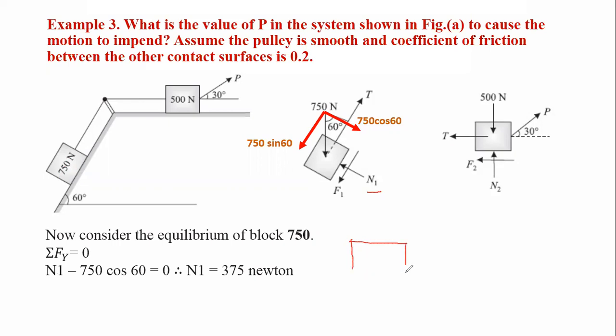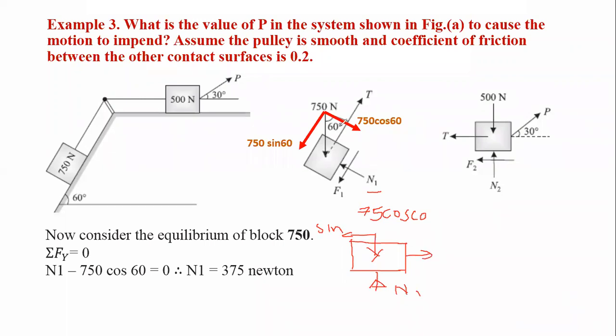This block is like this one, horizontal one. Your N1 is in this direction, that's why N1 is going vertically upward. Now here the resolved component, that is going vertically downward, that is 750 cos 60, and here is the horizontal component, that is the sine component over here, and here T.